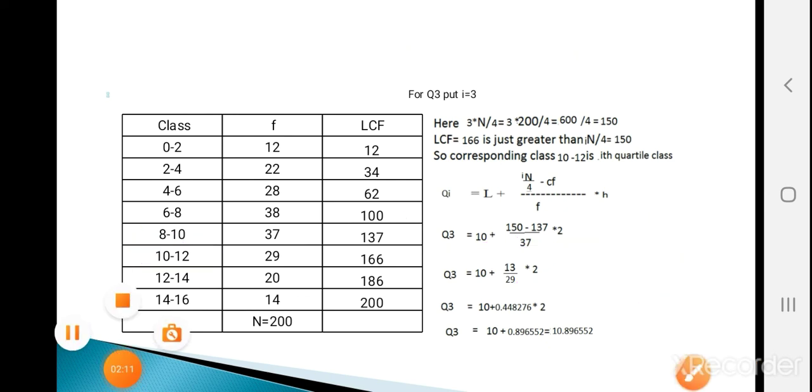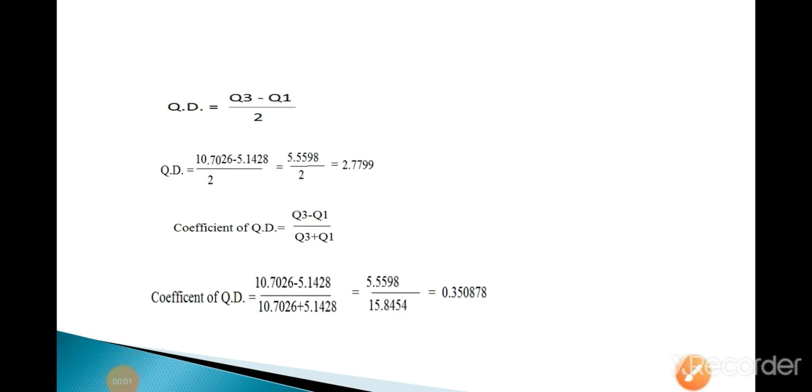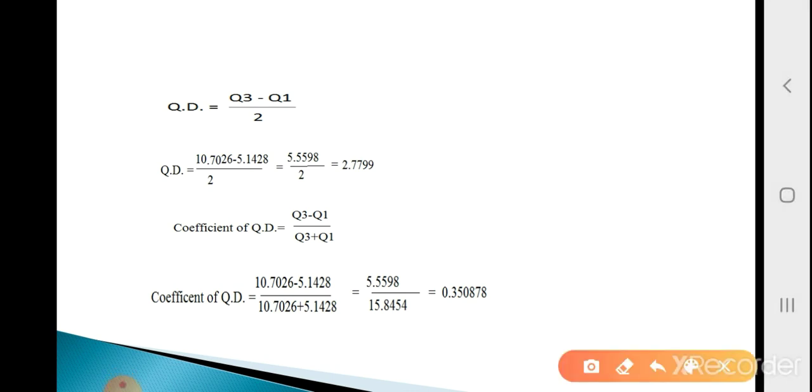Now calculate the quartile deviation and the coefficient of quartile deviation. The formula for finding the quartile deviation is Q3 minus Q1 divided by 2. So the Q3 value is 10.7026 and Q1 is 5.1428. 10.7026 minus 5.1428 is 5.5598, divided by 2. So the answer is 2.7799. And the formula for the coefficient of quartile deviation is Q3 minus Q1 divided by Q3 plus Q1.